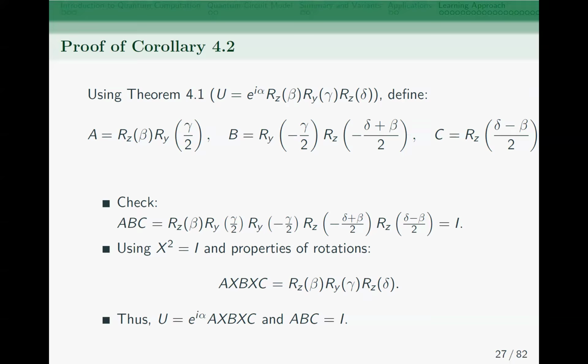Now, since Pauli X squared is identity, the next thing I want to claim is that if you insert X in the middle of A, X, B, X, and C, then you will get the original unitary. Okay. Why is this true?